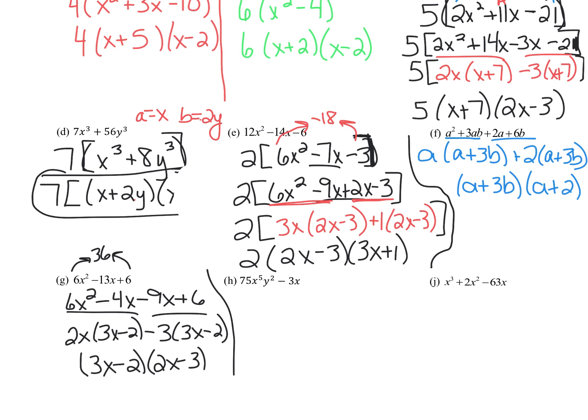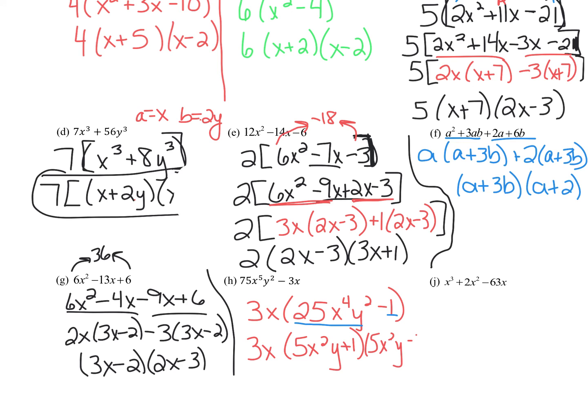So from here, my next one looks a little crazy. I do see a GCF, so let's start there and see if it gets a little easier. So my GCF is 3x. That leaves me with 25x to the 4th y squared minus 1. Now, once again, still looks a little crazy, but if I check that, that's a perfect square, right? That's a perfect square, so we can do difference of perfect squares. So in parentheses, I have 5x squared y plus 1 and 5x squared y minus 1. So that's just your a plus b, a minus b.